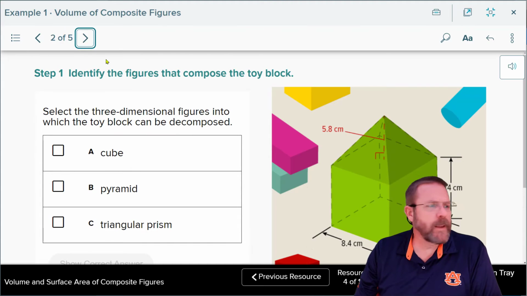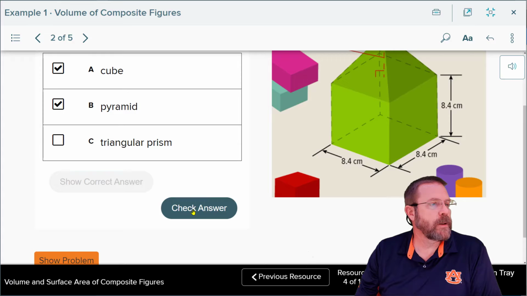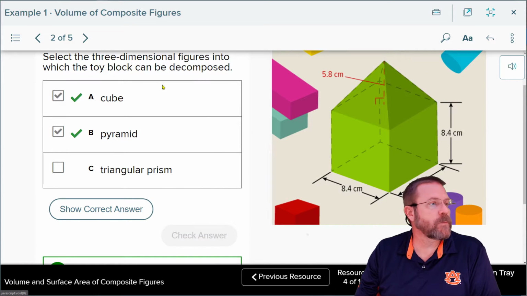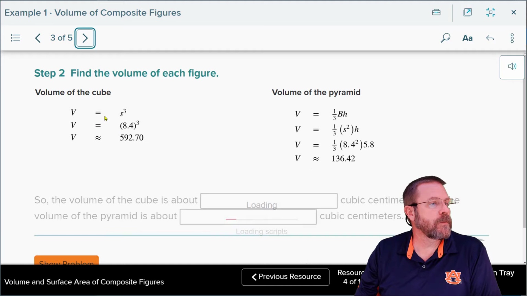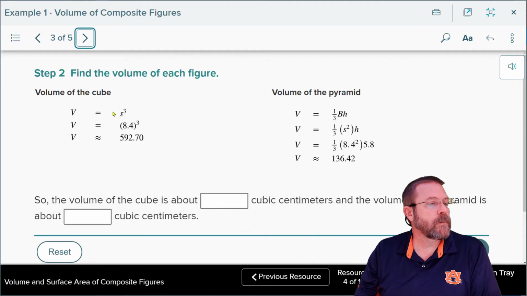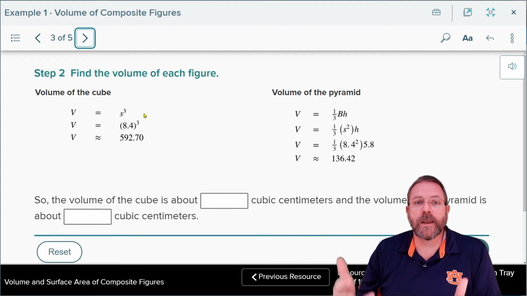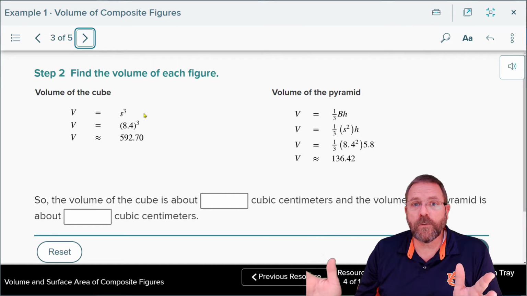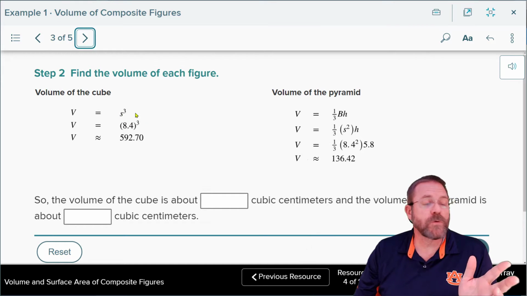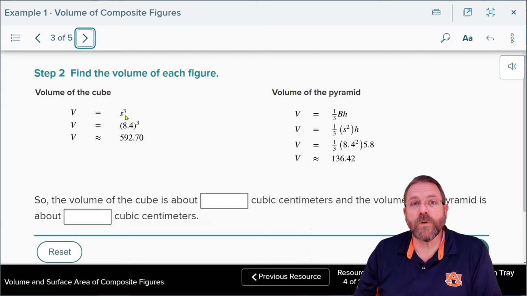We may go with it, we may not. First off, the 3-dimensional figures in the toy block that can be decomposed are going to be a cube and a pyramid. Check that. That checks. You got those 2 separate parts. Next, the volume of a cube is going to be side times side times side, which I've taught you as base area times height, which I really prefer for my volume, but with this being a cube, there's no reason not to do side cubed because it's just really simple that way. And side cubed ended up being 8.4 cubed, which was 592.70.